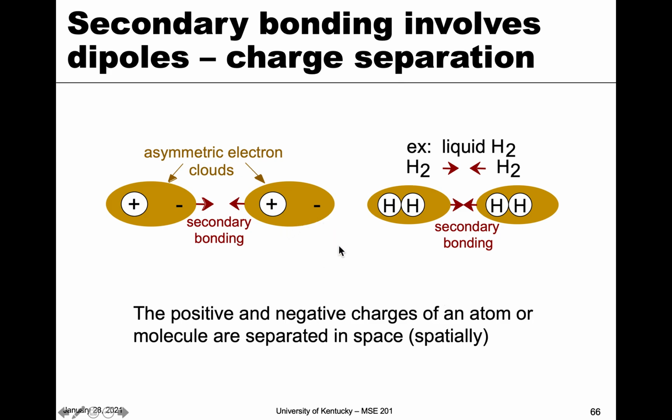But again, it's a charge separation. When we're talking about separation, we're talking about spatially, which separate in space. So different areas of the molecule or atom have different charges. This can happen with liquid hydrogen. When these two molecules get together, that is the bond keeping them together in a liquid.